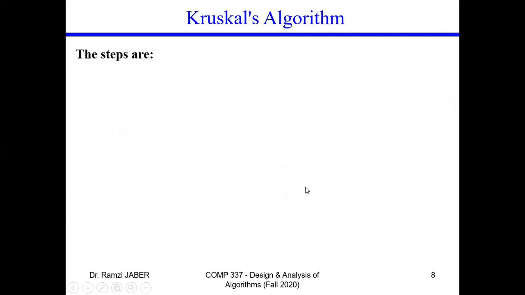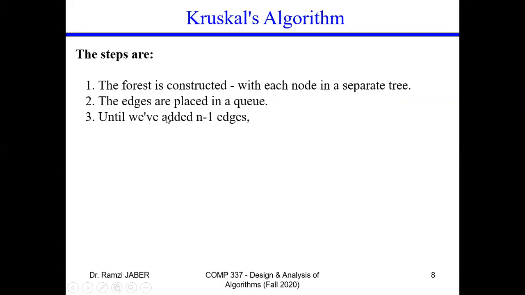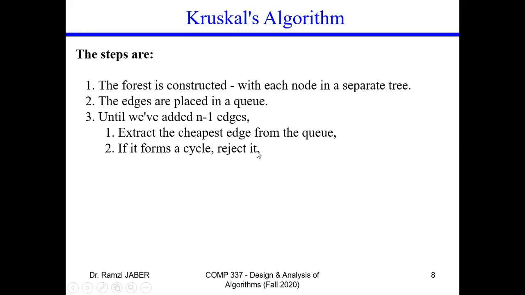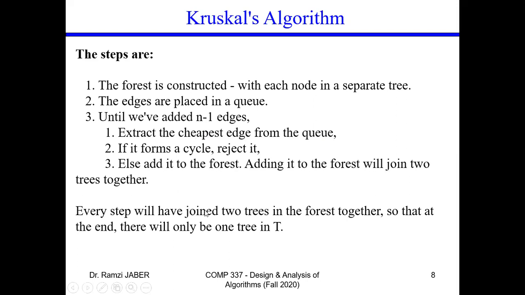Okay. So in another way, in pseudocode, the steps are: the forest is constructed with each node in a separate tree. The edges are placed in a queue. Until we have added n minus one edges, extract the cheapest edge from the queue, the lowest weighted edge. If it forms a cycle, reject it. Else, add it to the forest. Adding it to the forest will join two trees together. So every step joins two trees in the forest together, so that at the end, there will be only one tree, big T.